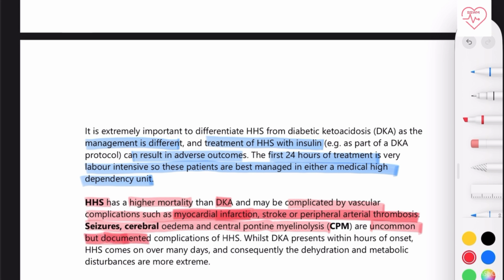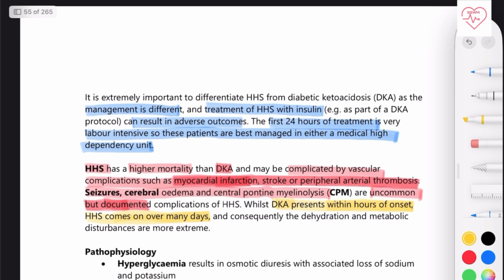While if we talk about DKA, it presents within hours of onset. HHS comes on over many days, and consequently the dehydration and metabolic disturbances are more extreme.